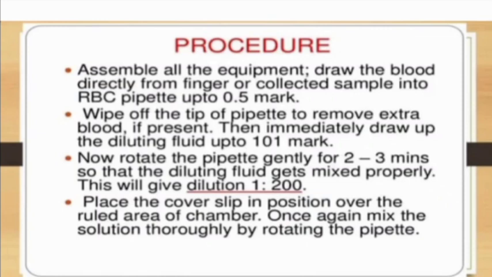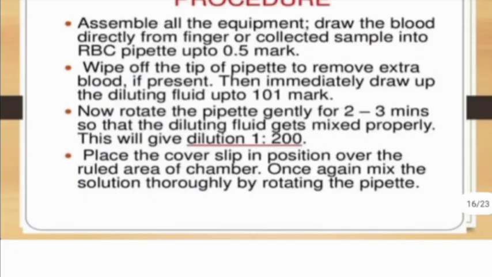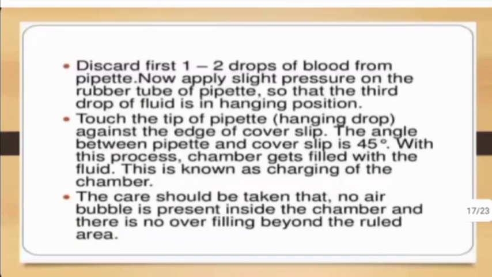Place the cover slip in position over the ruled area of the chamber. Once again mix the solution thoroughly by rotating the pipette. Discard the first 1-2 drops from the pipette. Now apply slight pressure on the rubber tube of the pipette so that the third drop of fluid is in a hanging position. Touch the tip of the pipette against the edge of the cover slip. The angle between the pipette and the cover slip is 45 degrees. With this process, the chamber gets filled with the fluid. This is known as charging of the chamber.